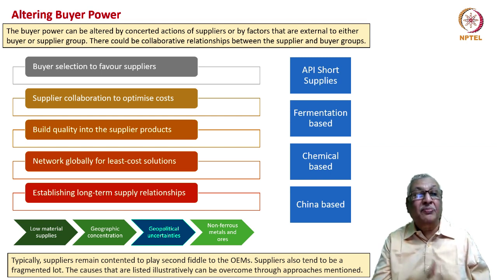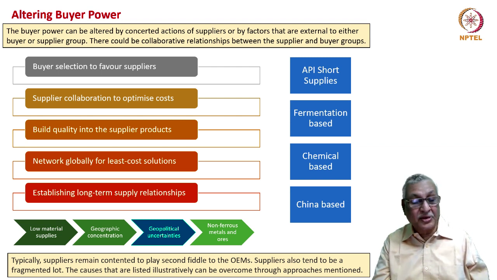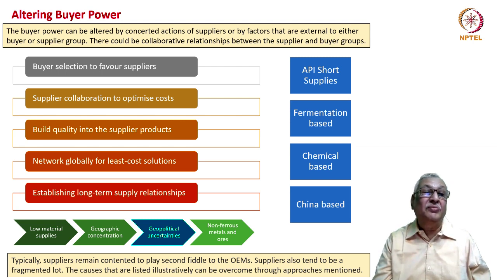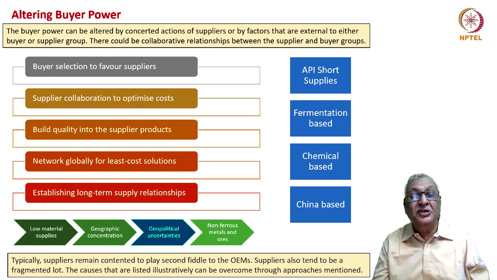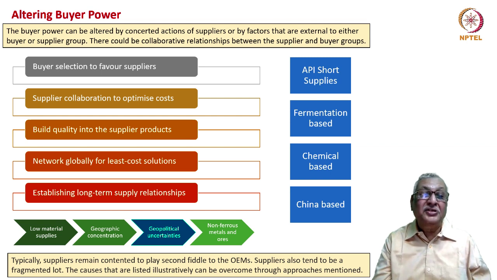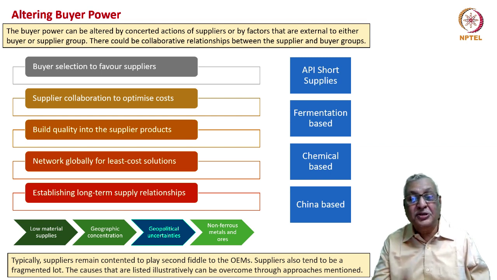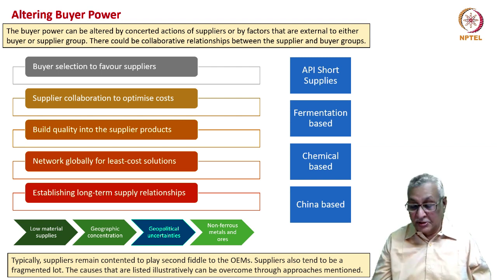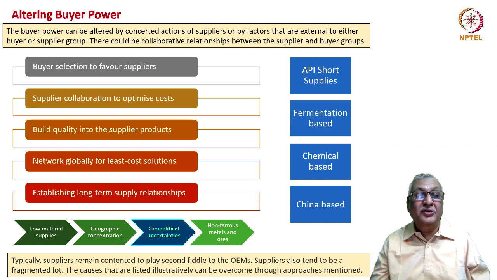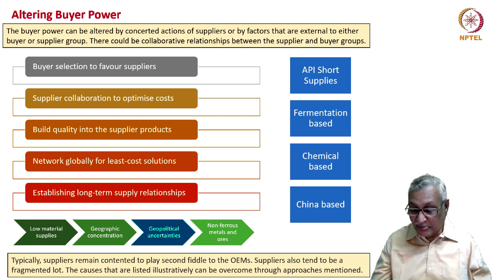So as long as suppliers are contented to play second fiddle to the original equipment manufacturers, then the buyer power will continue to be high. On the other hand, when suppliers, that is the component makers, enhance their proprietary technology capabilities, they would be able to have their relationship with the original equipment manufacturers on an even keel. The fragmentation of the industry, whether of the suppliers or of the end product manufacturers, has a key role in determining how the buyer power operates.